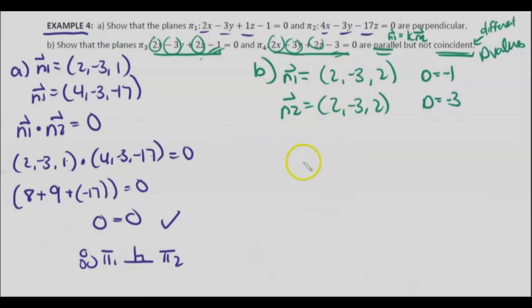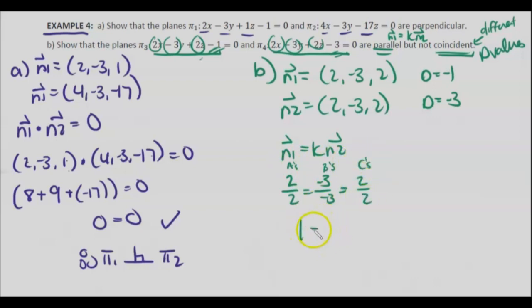So what we want to do is see that n1 is a scalar multiple of n2. So we're going to stack these. We are going to divide the x's, I should call it the a's, the b's, and the c's. Okay? And we get 1 equals 1 equals 1. Since these are all the same number, they are indeed scalar multiples of each other. It's a scalar multiple of 1, which basically just means the same. So these are at least parallel.